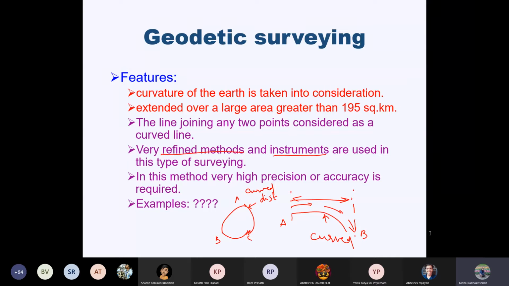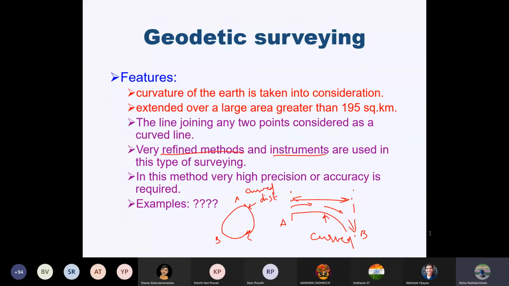Any other examples that you can think of? Mineral estimation, ma'am. Very long roadway connections, like between two countries or many countries. GPS, yes, very good, very good. Okay. So these are all geodetic examples.